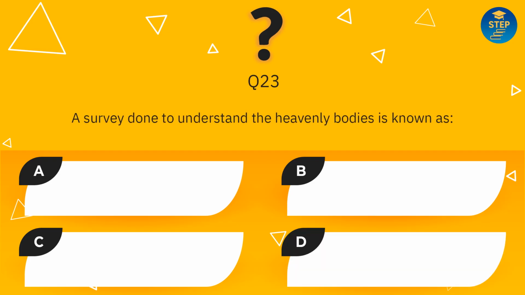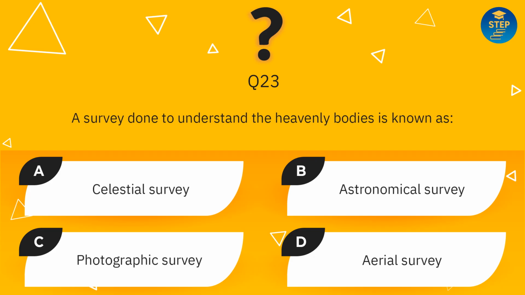A survey done to understand the heavenly bodies is known as celestial survey, astronomical survey, photographic survey, aerial survey. Answer is astronomical survey.